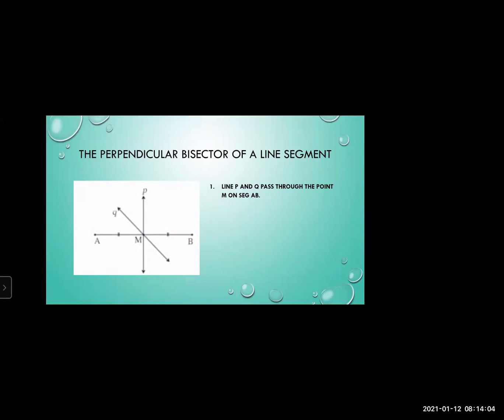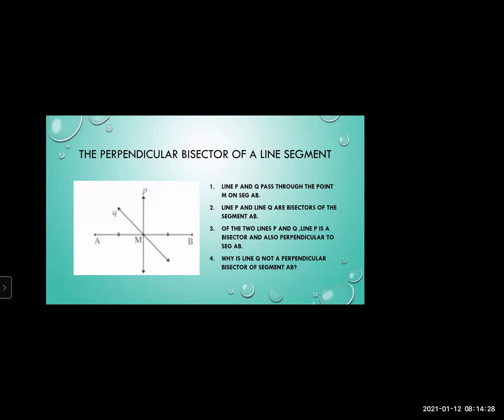See here, line P and line Q pass through the point M on segment AB. Here, line P and line Q are the bisectors of the segment AB. But of the two lines, only P is the bisector and also perpendicular to segment AB. Then why is line Q not a perpendicular bisector? Because it doesn't intersect the line AB at 90 degree. The word perpendicular itself tells us at right angle. So what does the perpendicular bisector mean?